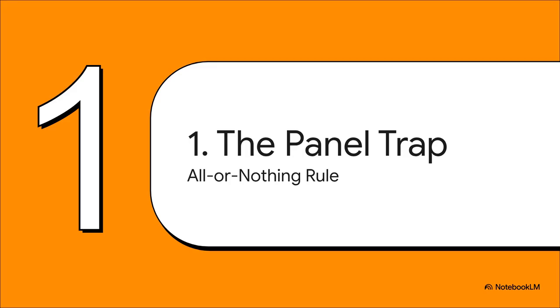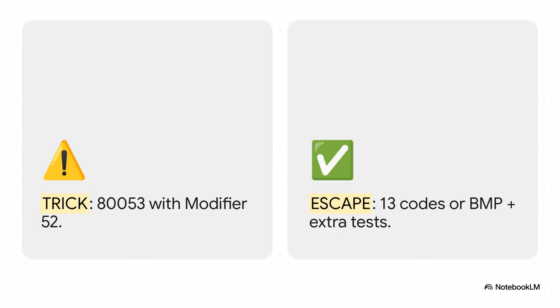All right, let's dive into number 1, the panel trap, and the all-or-nothing rule. Picture this scenario. A physician orders a comprehensive metabolic panel. That's code 80053. The lab successfully runs 13 of the 14 required components, but unfortunately, the serum calcium test fails and isn't reported. Now, the exam is absolutely going to try to trick you into appending modifier 52 for reduced service. It looks super tempting, right? But you cannot do this on panels.